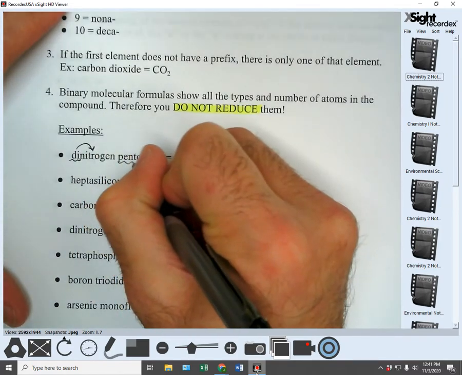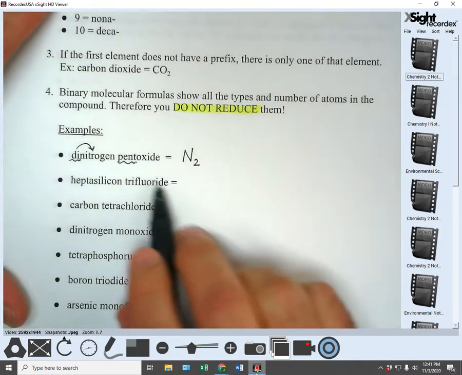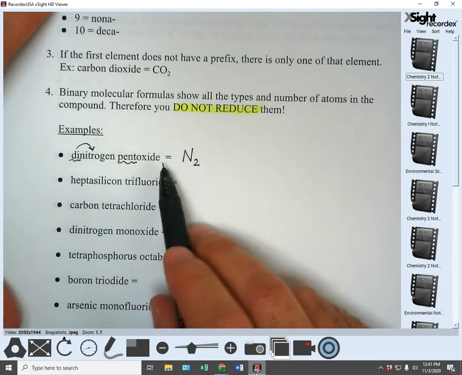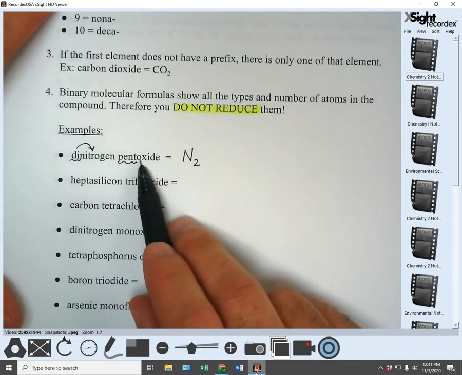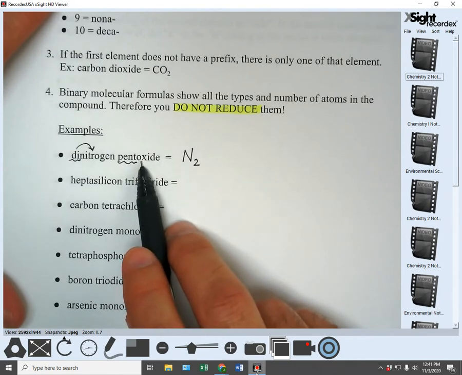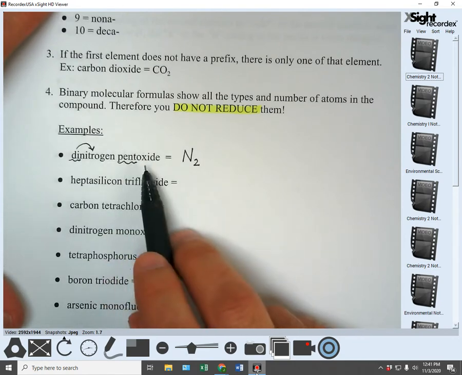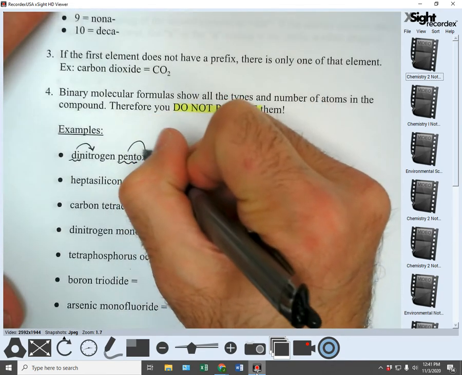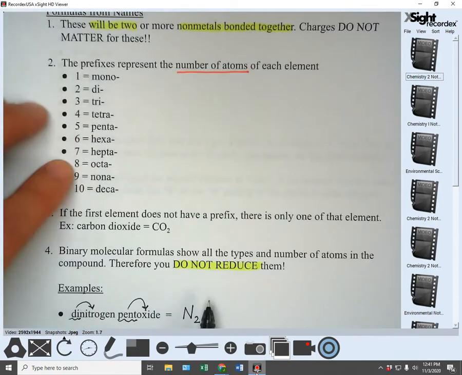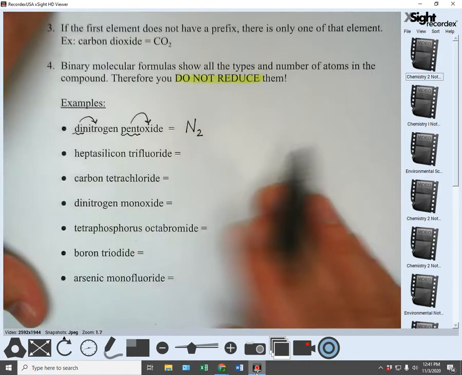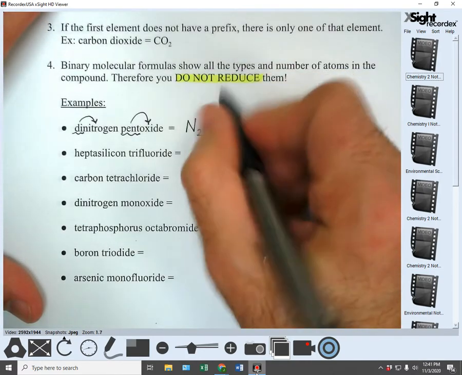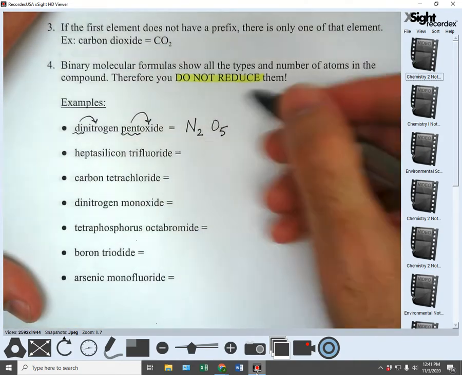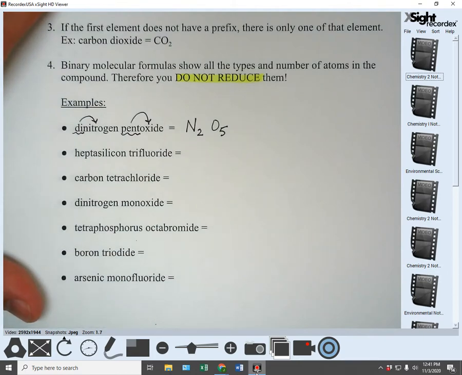Pent-oxide. They'll change the ending. The ending for these will all be IDEs because they're all monatomic, or because it's all an element off the periodic table. So oxygen became oxide. So pent-oxide, penta is 5. So N2O5. I could have made it a little closer, but that's the formula.